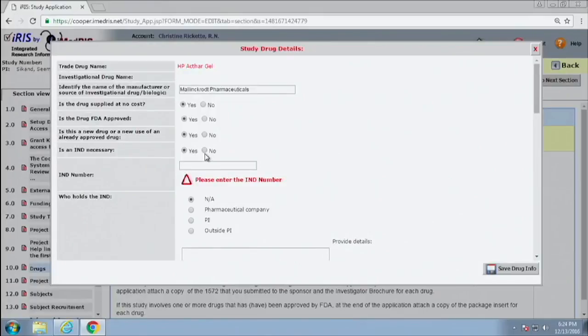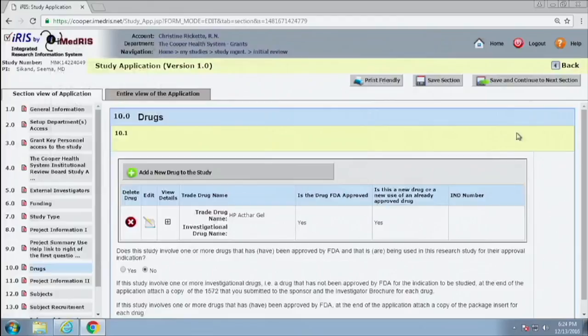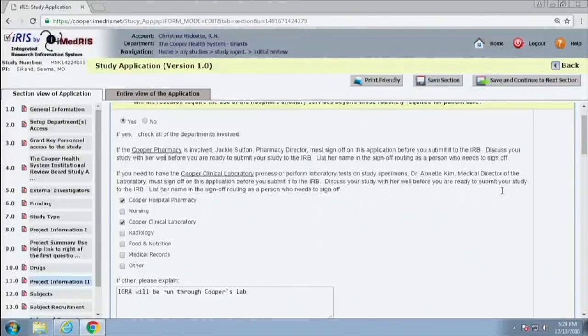Change that. But see, it prompts you. If you don't fill out all the right boxes, it won't let you continue. So I have to change it back to no, save, and save and continue.